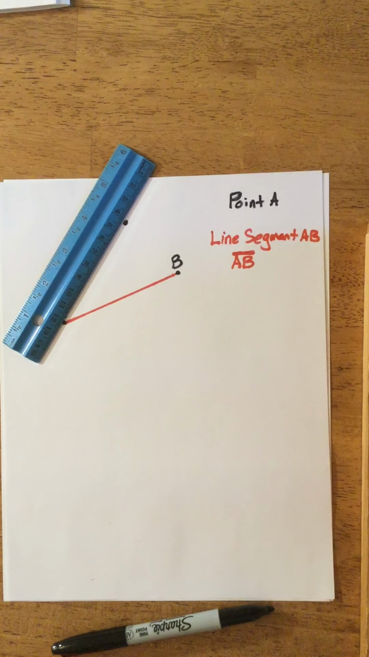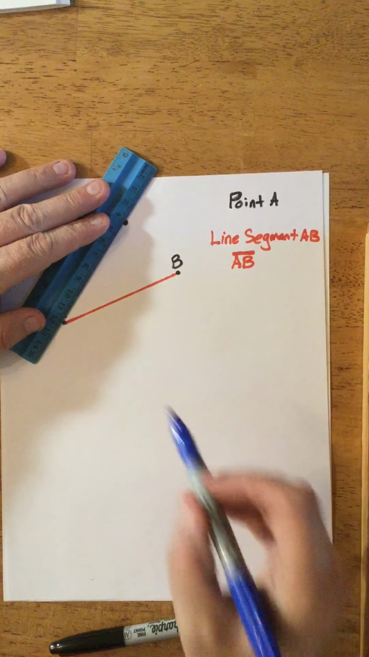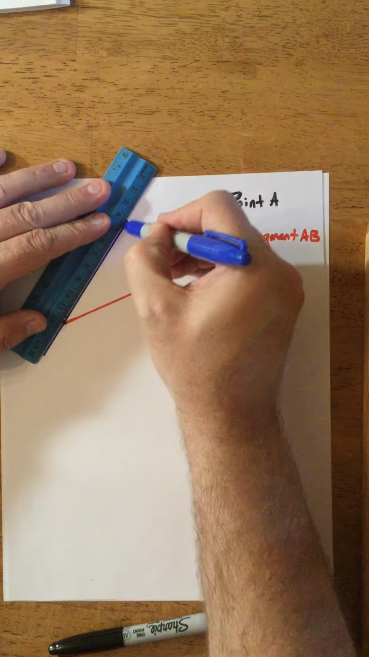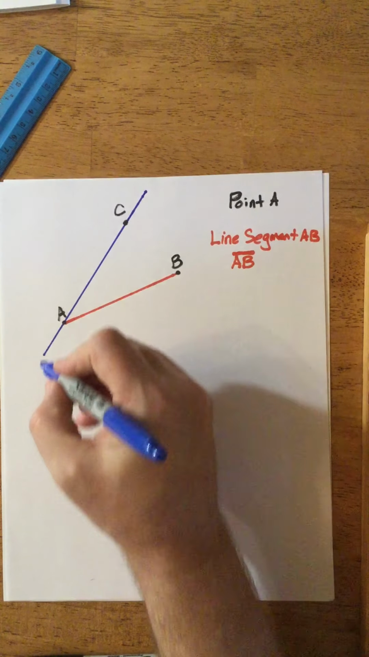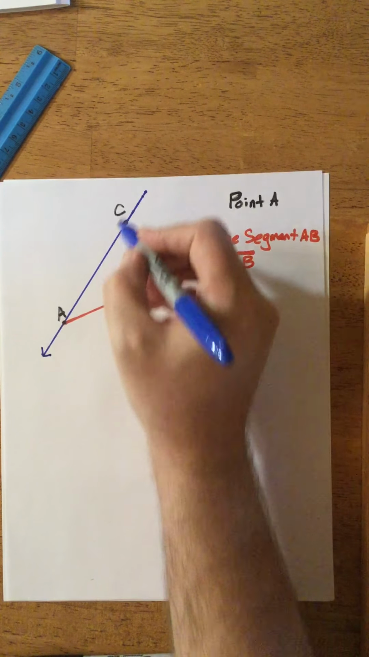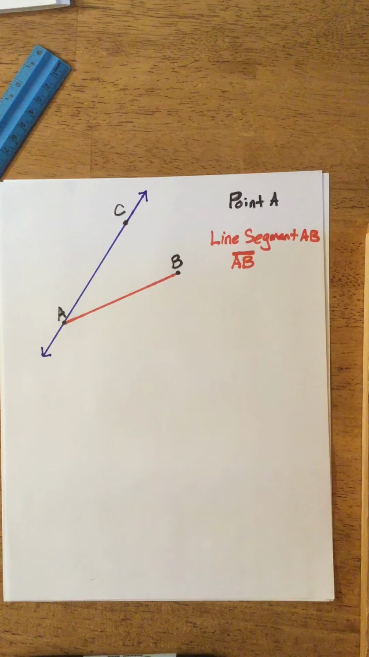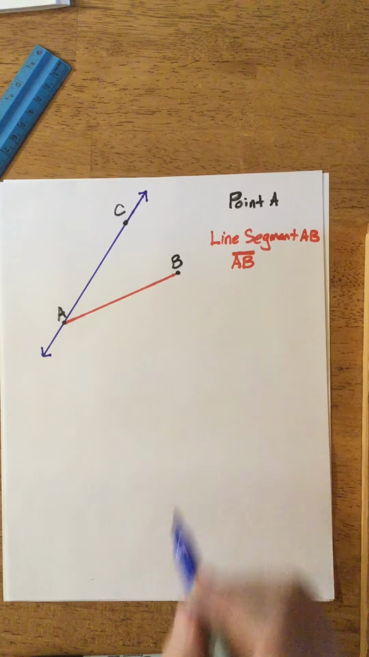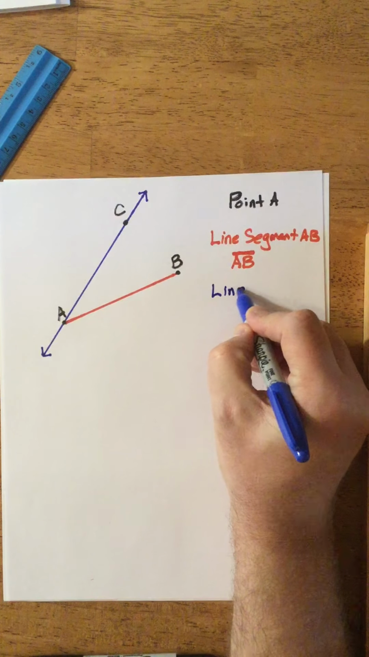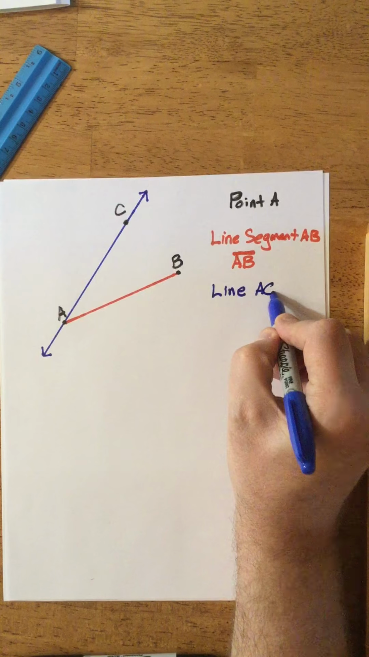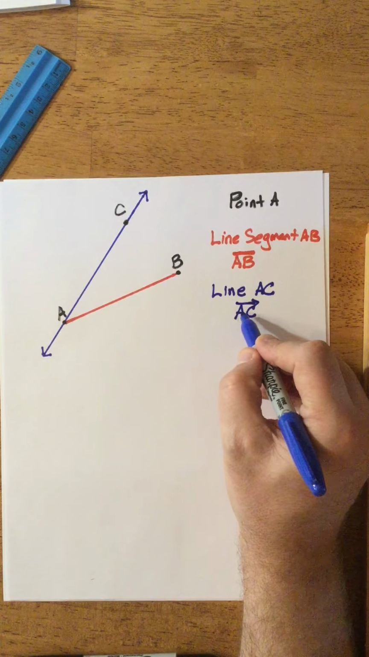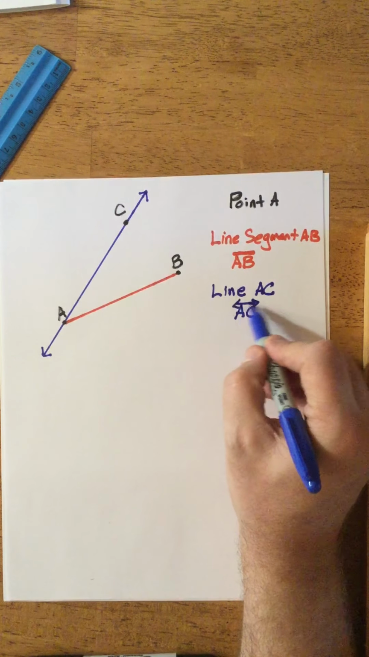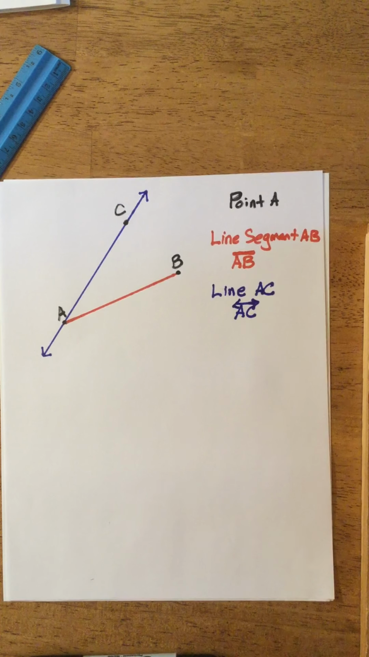But this time, I am actually going to make it longer than the point. So I'm going to go through the points like that, and I used a different color here. And I'm going to put an arrow on this end and an arrow on this end. And so now that is our definition of a line. So now I have line AC, and I would also write it as AC with the little arrow on top of those letters.